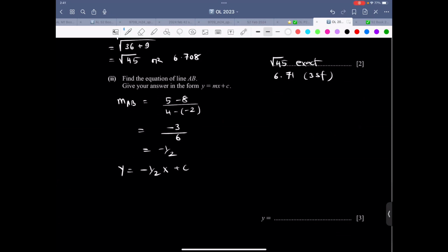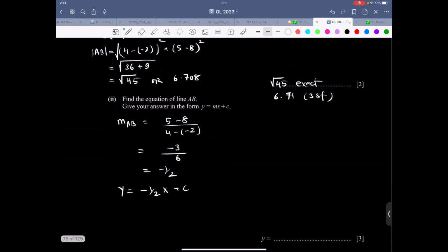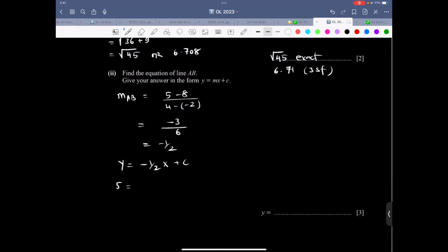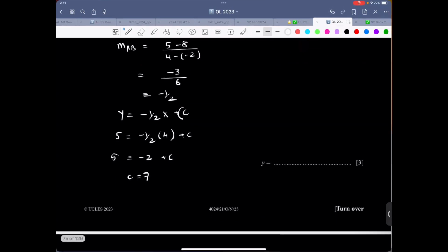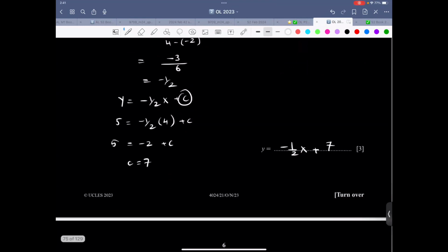Plug in any point. There is (4, 5). I'll plug in (4, 5). So y is 5, negative half, x is 4, plus c. Half of 4 is 2. Negative 2 plus c. Therefore, c comes out to be 7. So we have the value of c. We have negative half. So y equals negative half x plus 7. That is the answer.